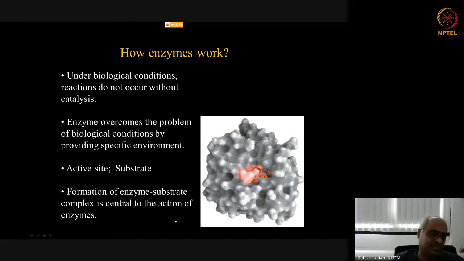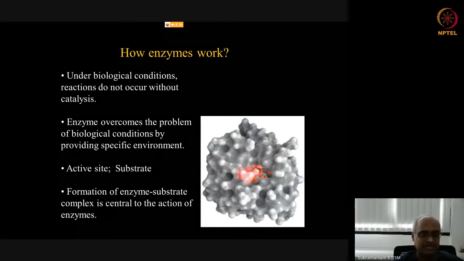All right, so this is all setting the stage, tidying up the workspace to work. Now, what is actually the work? We are going to look at how enzymes function. They are like magic; they really make impossible things possible. So how do they do that? Under biological conditions, reactions do not occur without catalysis, as I told you at the beginning. Enzymes overcome this problem by providing a specific environment. That is the main thing we are going to learn about enzymes.